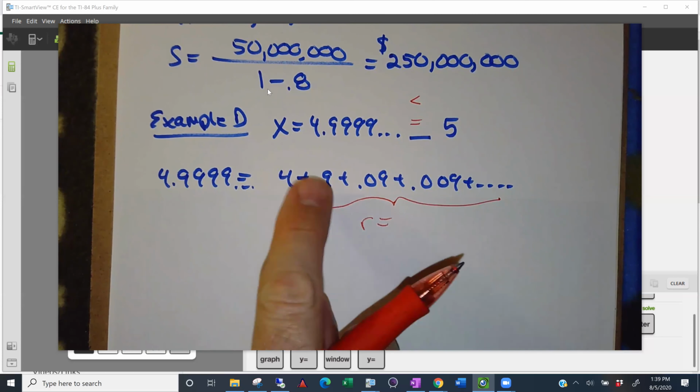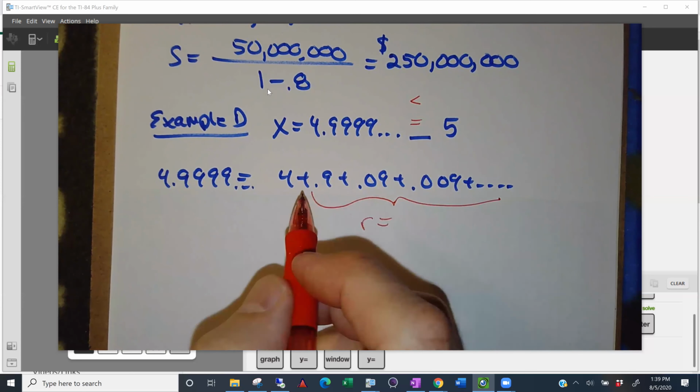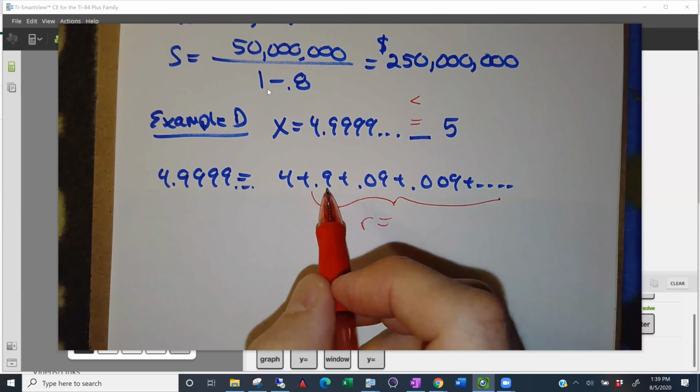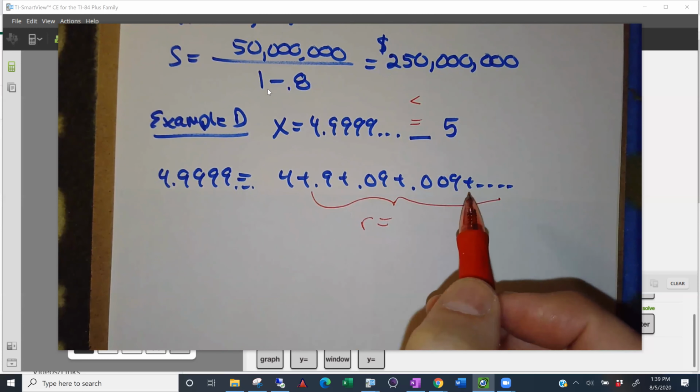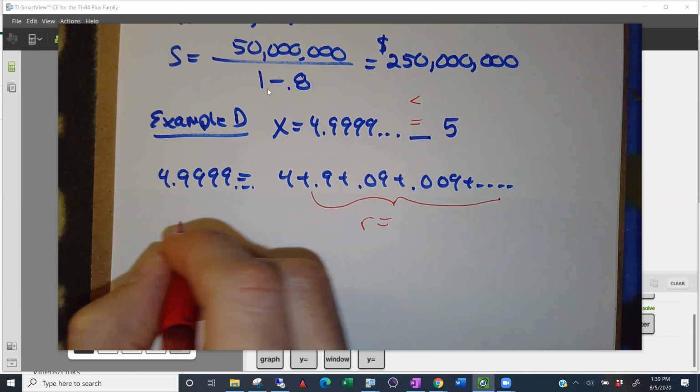No, we're not going to worry about the 4. 4 is not really going to be part of that geometric series. We're just going to work with the 0.9 part. So it'll just be 0.999.